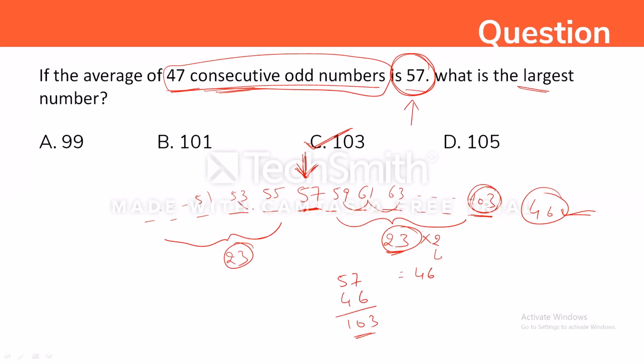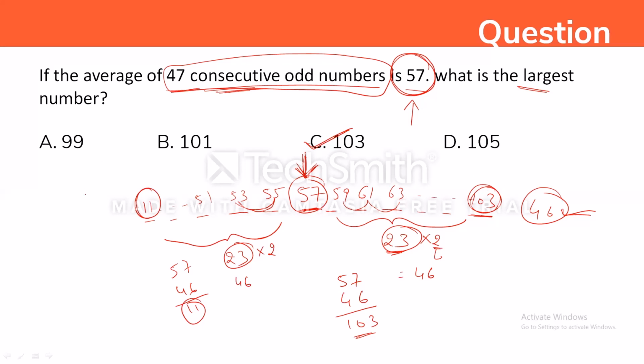In case they had asked for the smallest number, the process is similar. Here on the left side also, the difference between each next two numbers will be 2. We multiply by 2 because odd numbers come, and the difference between each odd number is 2. So 23 into 2 is 46 again. Now we need to add or subtract; of course, we are going back. So 57 minus 46 equals 11. The smallest number will be 11. But in the question they are asking for the largest number.